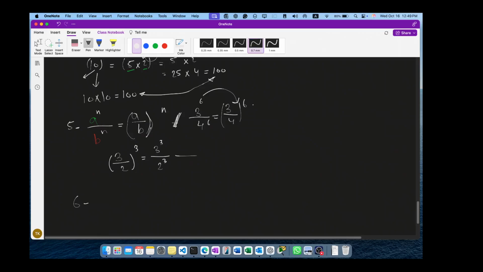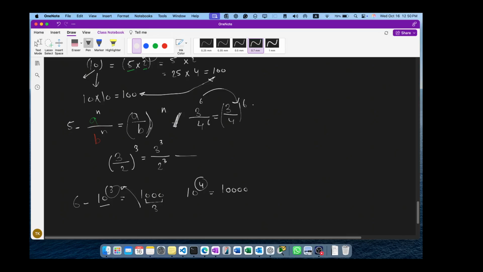Sixth rule. If I have 10 power 3, how can I write it? It equals 10. What is the power here? 3. I will add 3 zeros. I will keep the 10 itself, and how many zeros should be here? 3, according to the number of the power. Let's say 10 power 4 equals. How many zeros should we have here, guys? I have 4 here. 1, 2, 3, 4.